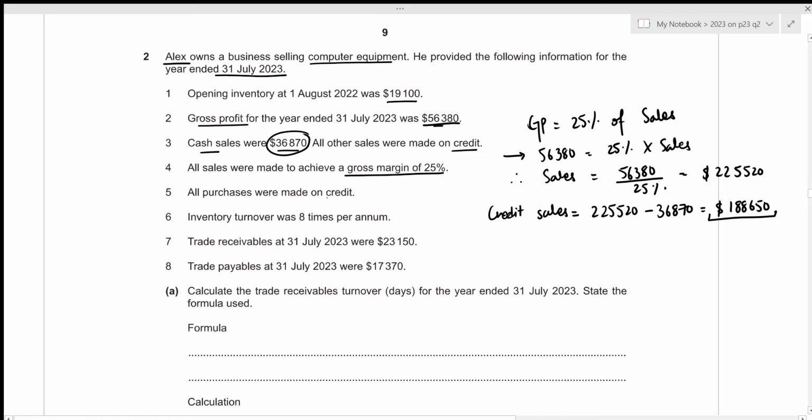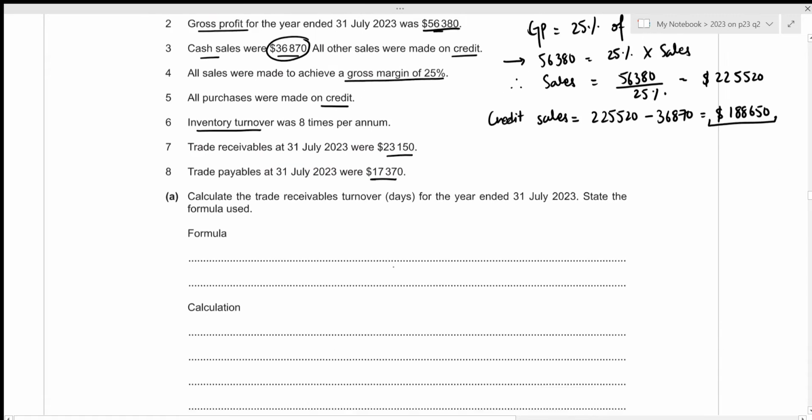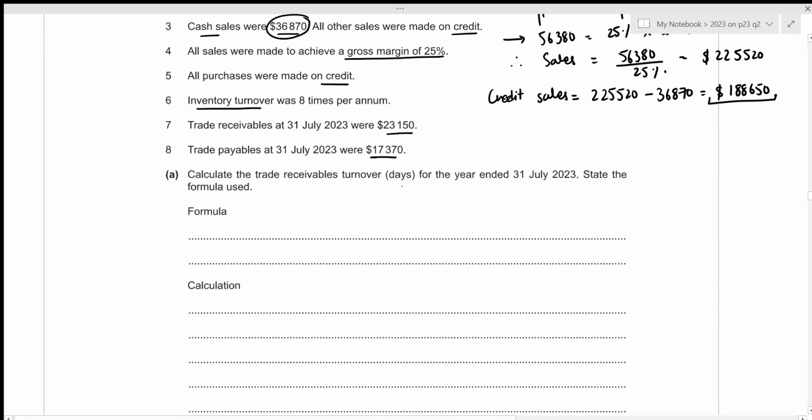Then all purchases were made on credit. Inventory turnover was 8 times per annum. Trade receivables at 31st July 2023 were 23,150 and trade payables at 31st July 2023 were 17,370. We need to calculate the trade receivables turnover in days for the year ended 31st July 2023. We need to state the formula used.